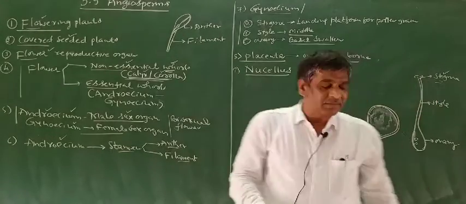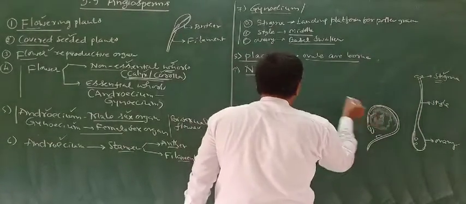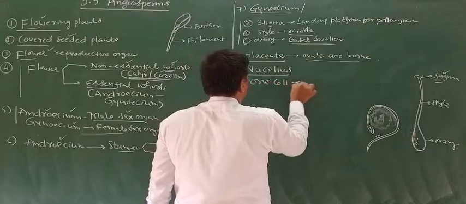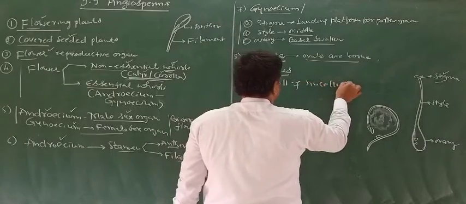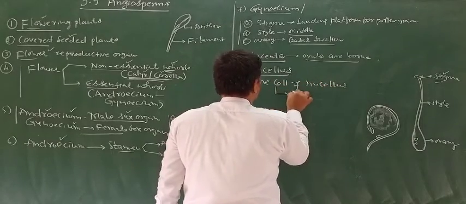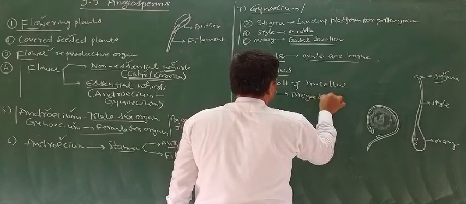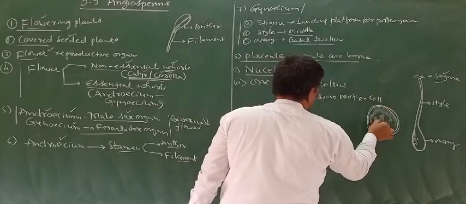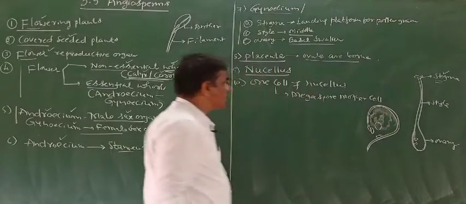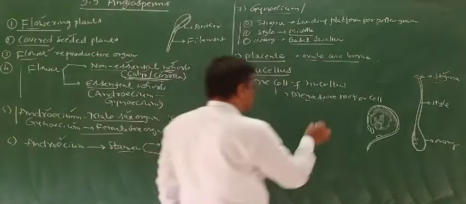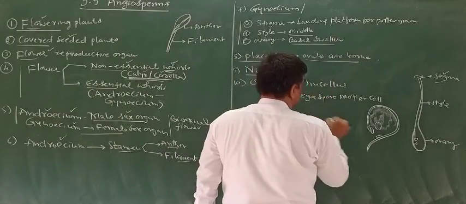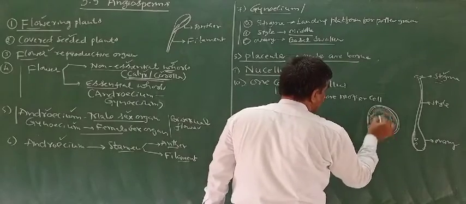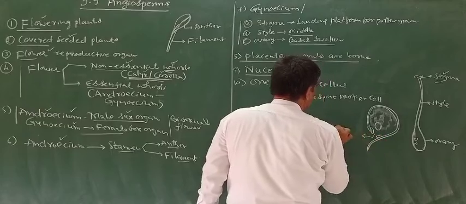From this nucellus, one cell is differentiated into the megaspore mother cell. Which cell gets differentiated? That cell which is present towards this end. This end is called the micropylar end.